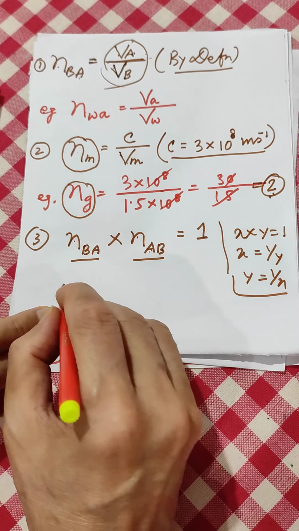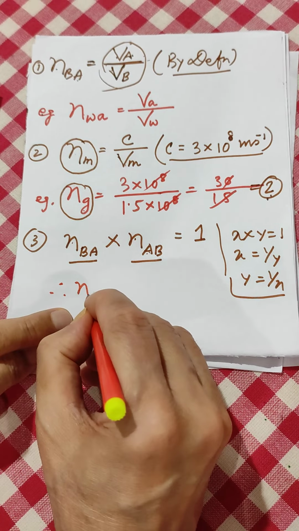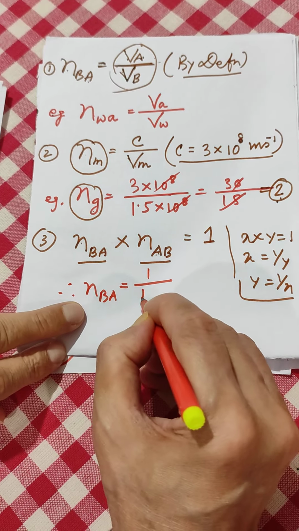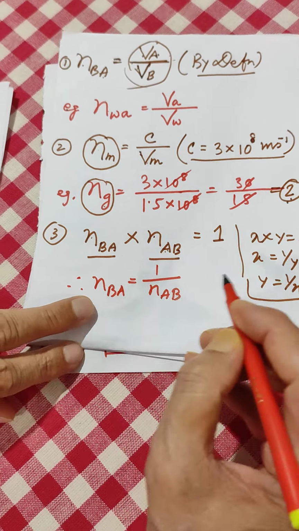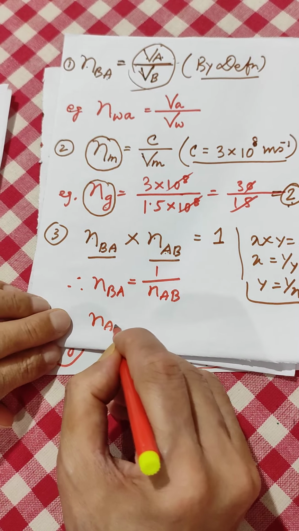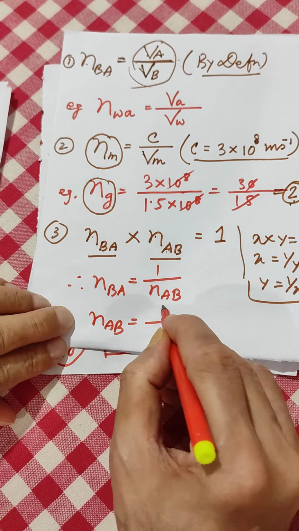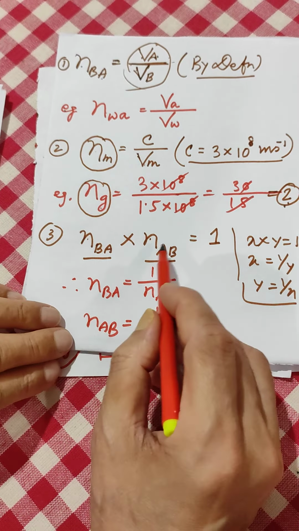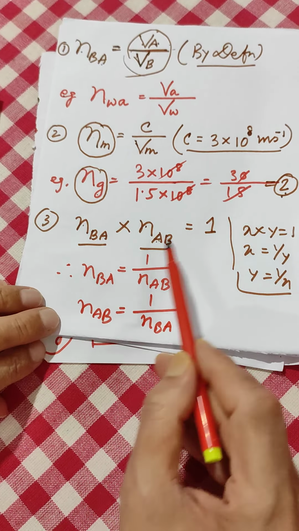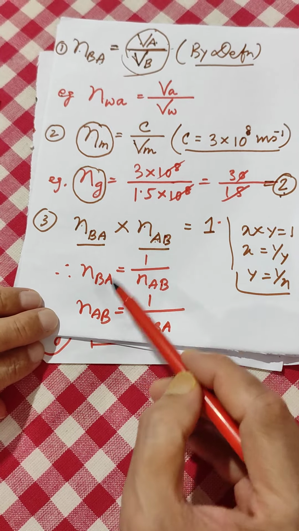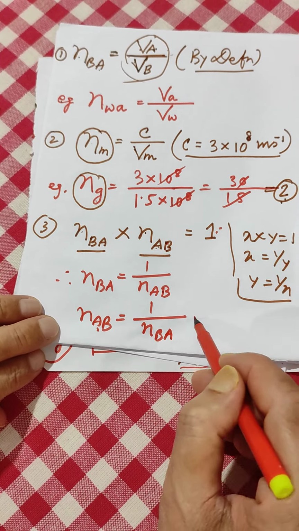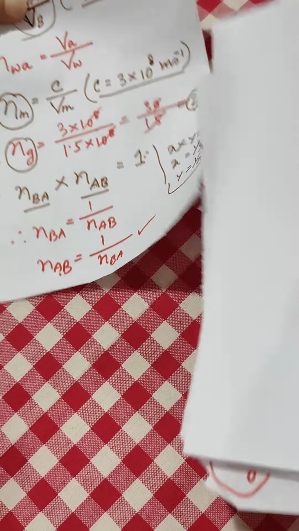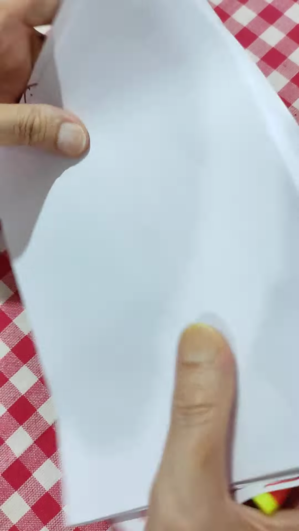So therefore what we get, NBA equals 1 by NAB, and NAB equals 1 by NBA. Alright, so these two are reciprocal of each other. So this equals 1 upon this, and this equals 1 upon this. Okay, so this is another formula which you will require to use for numerical sums.